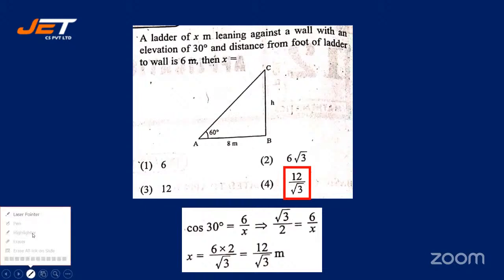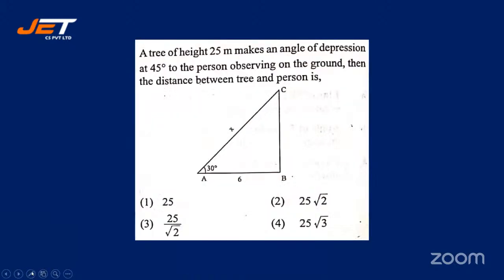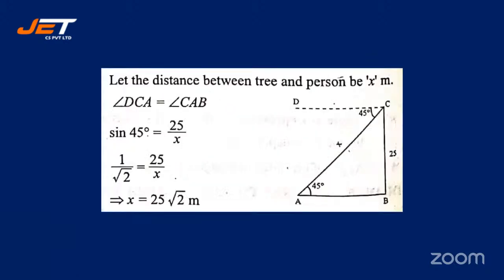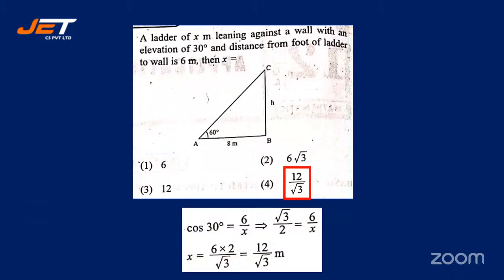Just a second, let me change. But I'm not able to write this. Okay. So here you have to just change the numbers alone. All right. So yes, it is 6 and not 8. All right. So cos 30 is 6 by 8. So cos 30 is nothing but root 3 by 2, which is 6 by x.